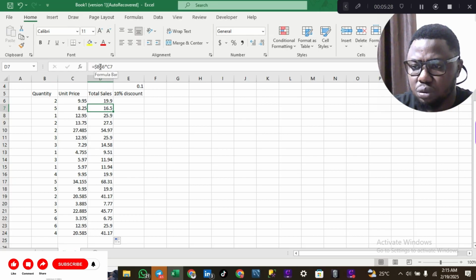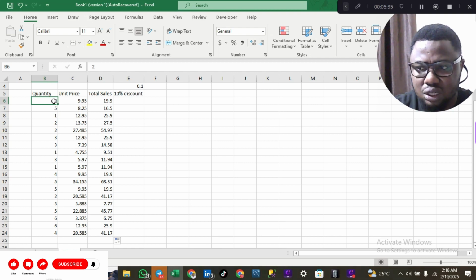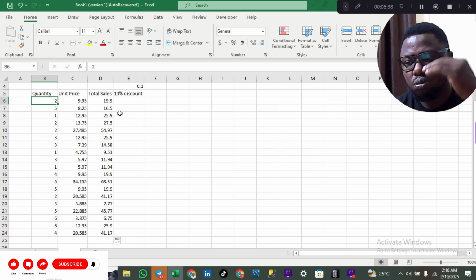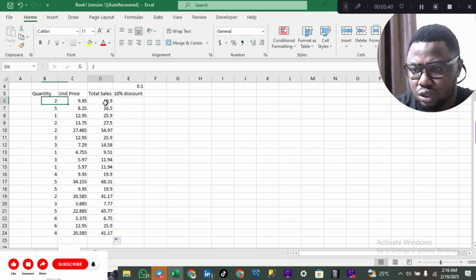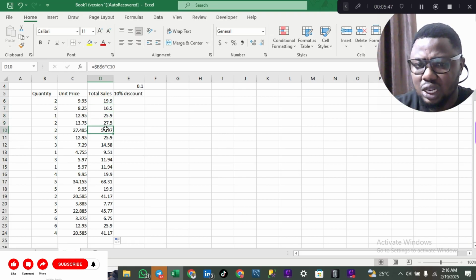There was no change. This cell is not moving again. B6 is not moving from B6 to B7 to B8. Look at the down, you see it's the same. So what it means is that you have locked it absolutely.